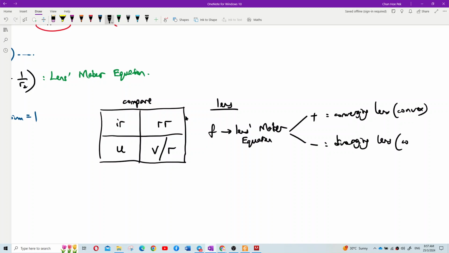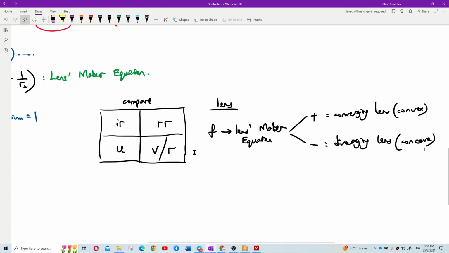Diverging, so it's a concave lens. Okay, so for a lens we don't compare with the ray. We only compare object distance, image distance, and radius. Focal length we don't compare. But for a mirror, yes, for a mirror we compare focal length with the reflected ray.